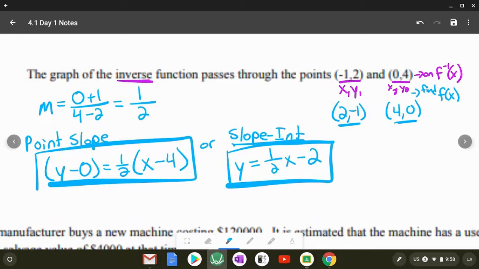So again, they give you 2 points on the inverse function, and because we know that the inverse is the flipping of x and y, we can do that with each individual point, and then we know 2 points on the original function, or the non-inverse function.